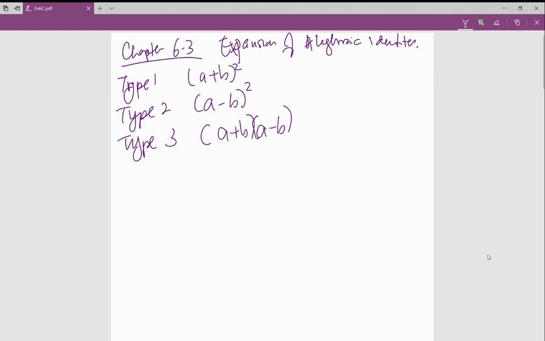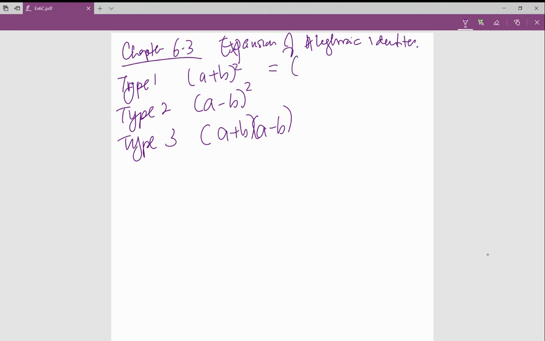Okay, hope this is the second part of chapter 6.3. Again, this will help you with exercise 6C. In the earlier video, I taught you how to expand type 1, (a plus b) whole squared, and type 2, (a minus b) whole squared. I'm going to do a very quick recap.